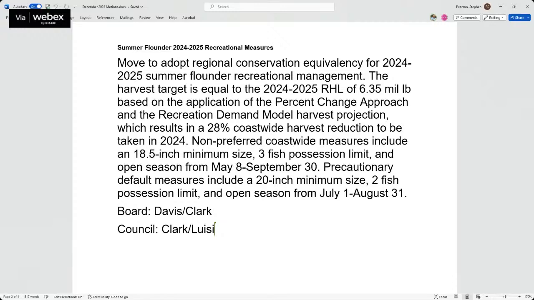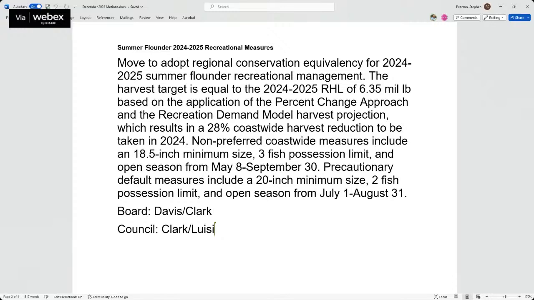Thanks, Mike. Appreciate that. All right. Move to adopt regional conservation equivalency for 2024-2025 summer flounder recreational management. The harvest target is equal to the 2024-2025 RHL of 6.35 million pounds based on the application of the percent change approach and the recreation demand model harvest projection, which results in a 28% coastwide harvest reduction to be taken in 2024.